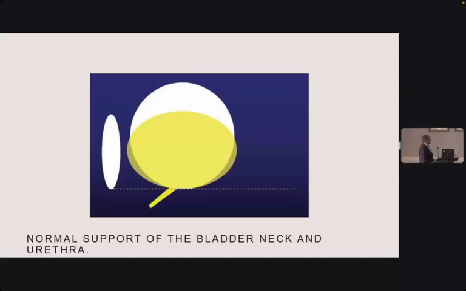Just to help us understand a little bit, consider the white as the pubic bone, and the other white part at the back is the bladder, and the yellow is the displacement that takes place. So that would be the normal support of the bladder, neck, and urethra. You'll notice the angle is normal, and you'll also notice that it does not descend below the inferior margin of the pubis.